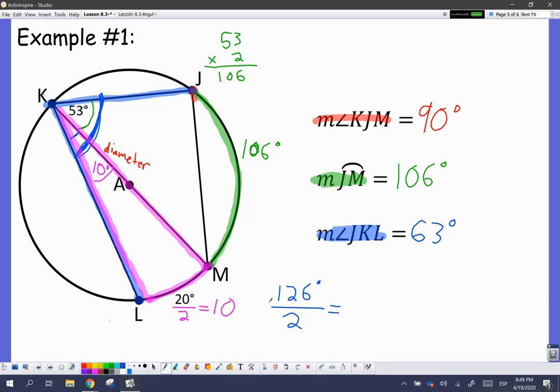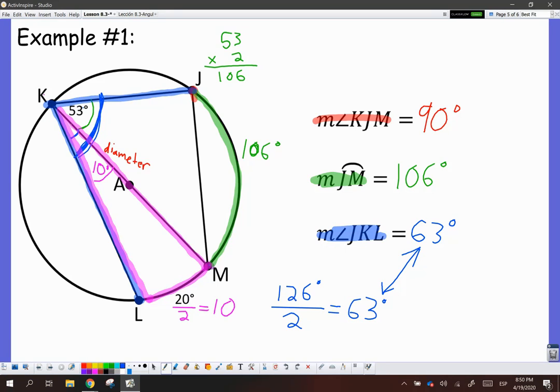And if I divide this by 2, it gives me 63 degrees. So that's one way to check then. If the math goes well, and the inscribed angle is half the arc measure, then we're good to go. All right, so that was an easy example, or not easy, but a little more straightforward.